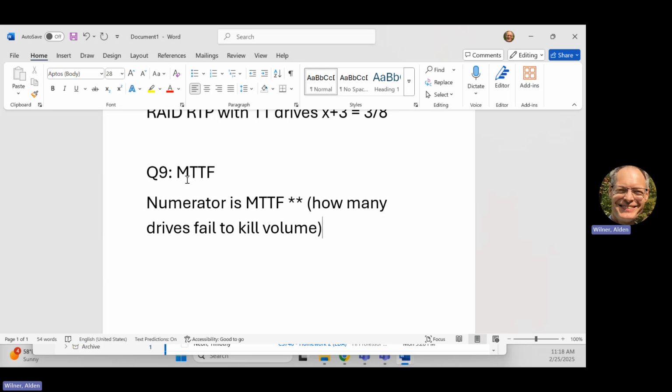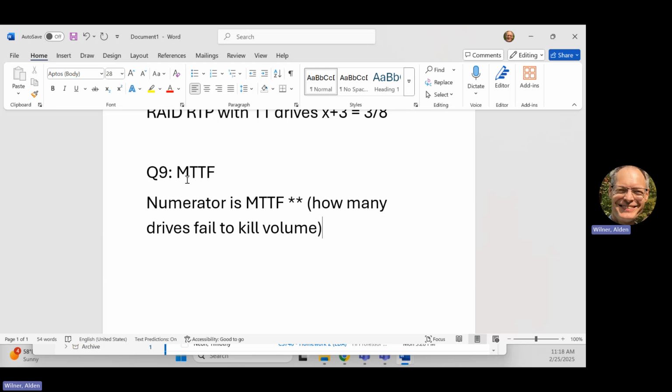Right? If I have a RAID 1 volume, how many drives have to fail to kill it? Both of them, 2, right? If I have RAID 10, how many drives have to fail to kill a volume? 2. It's the right 2 of them.